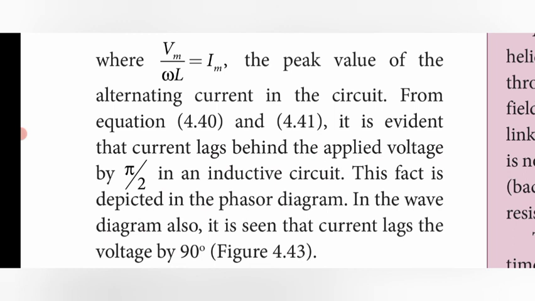I already told you, the current value lags behind the applied voltage. So by how much does it lag? That is 90 degrees, that is pi by 2, in an inductive circuit. So this current lags the voltage by 90 degrees. That we can show in a phasor diagram.